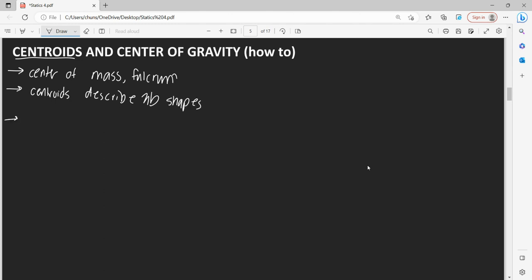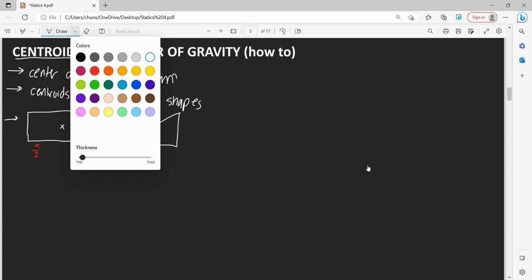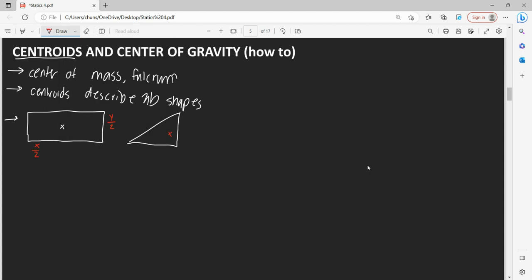So some basic geometry. If we have a rectangle, our center of gravity is at half of our x and half of our y. If we have a triangle, it happens at 1/3 of our x and 1/3 of our y.